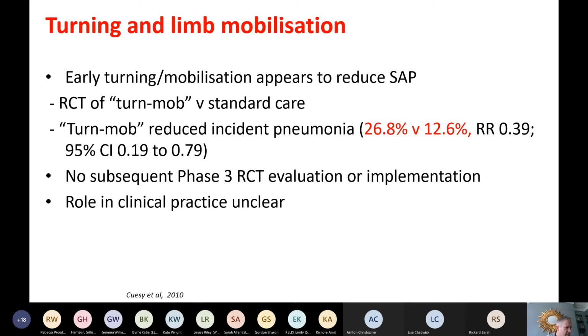And you can already see that this is rather an intensive intervention, but the good news was that it did actually reduce the development of pneumonia by more than half, which is interesting. But again, this study was published 10 years ago, and as far as I can see, there's been no subsequent phase 3 evaluation. There's been no implementation study. So at present, the role of this intervention in clinical practice is unclear, and I'm sure many of you would have views about this as practicing therapists or nursing staff.